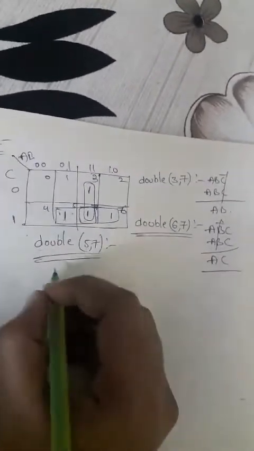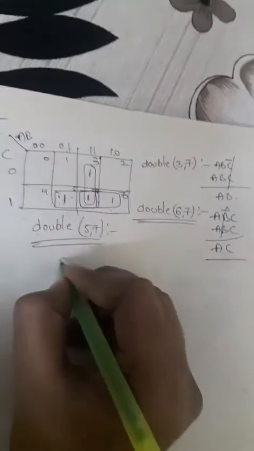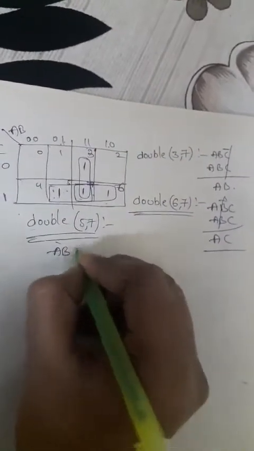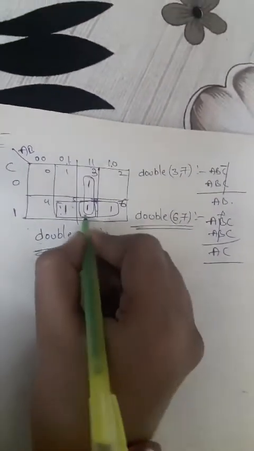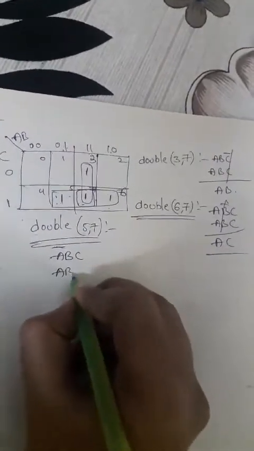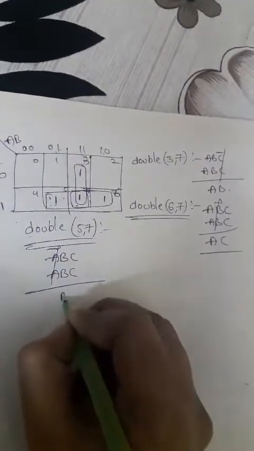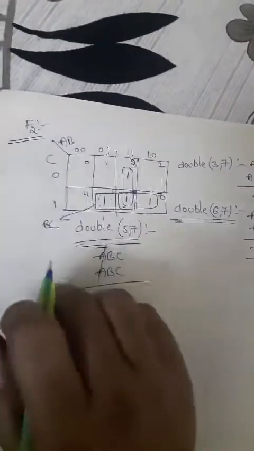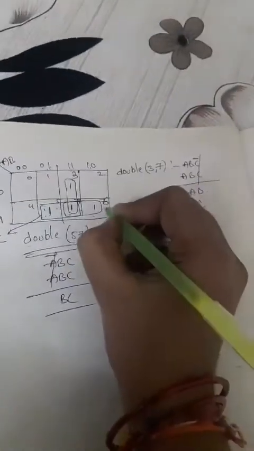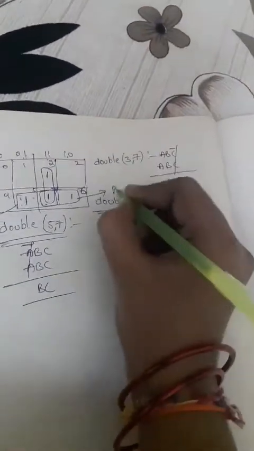Cell number 5 is nothing but 0 1 1, A complement B C. Next, the 7 column will be all ones, A complement will be cancelled, and we will get BC. So the prime implicant result for 5 and 7 is BC, and for 6 and 7 the prime implicant result is nothing but AC. And this 3 and 7 prime implicant result is nothing but AB.